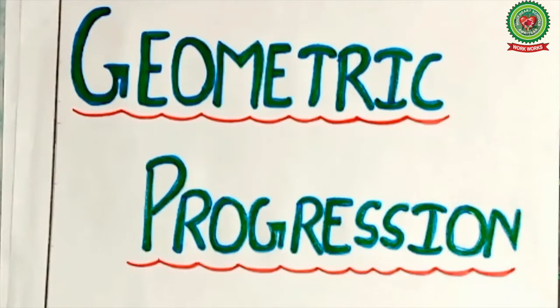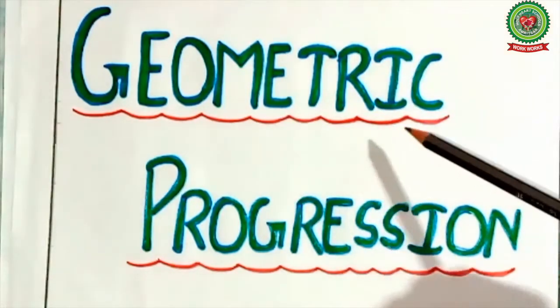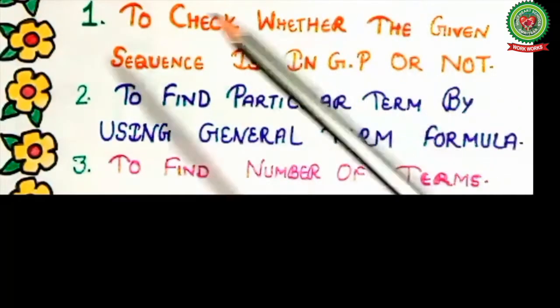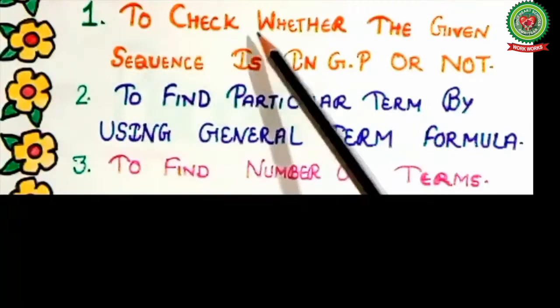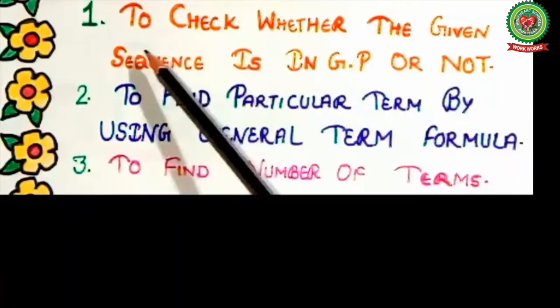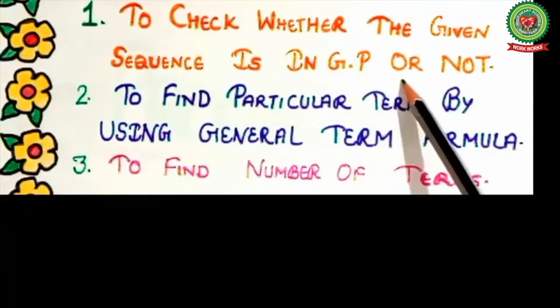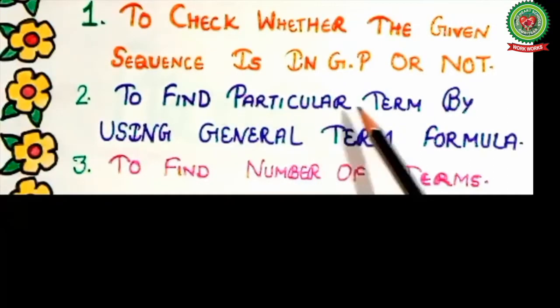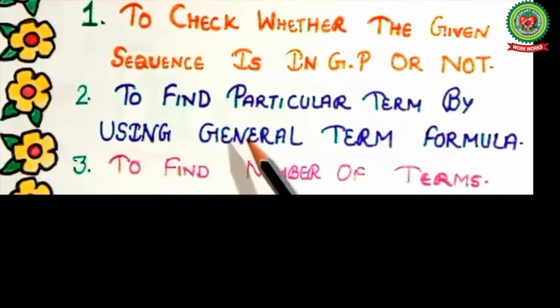Today we are going to start with a new chapter, Geometric Progression. Before starting the chapter, let us know what the objectives of the chapter are. First, to check whether the given sequence is in GP or not. Second, to find a particular term by using the general term formula. Third, to find the number of terms.